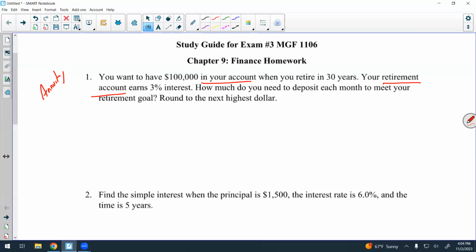So we look on our formula sheet that will be provided. And we're told that the annuity pay-in is P equals D times 1 plus R over K to the NK minus 1, over R over K. So what are our variables here? We have a P, we have a D, we have an R, we have a K, and we have an N.